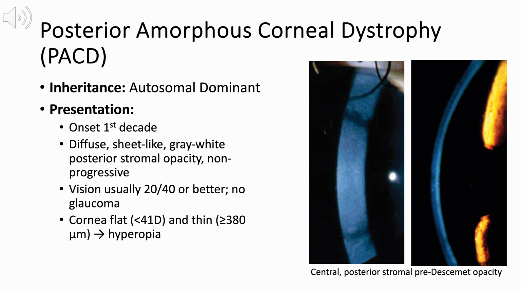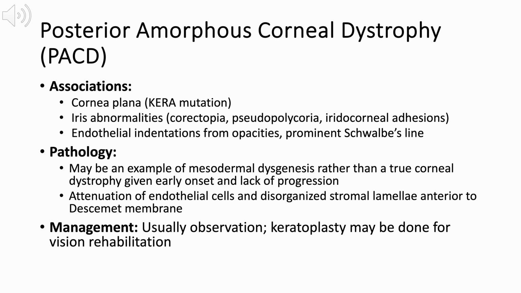The cornea in these patients is characteristically flat, with keratometry readings under 41 diopters, and thin, measuring 380 microns or less. This combination of corneal flattening and thinning leads to a hyperopic refractive error. Next, we'll cover posterior amorphous corneal dystrophy, or PACD. This condition has several important associations.